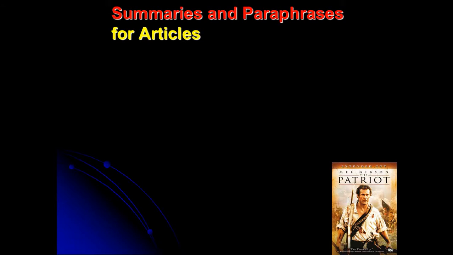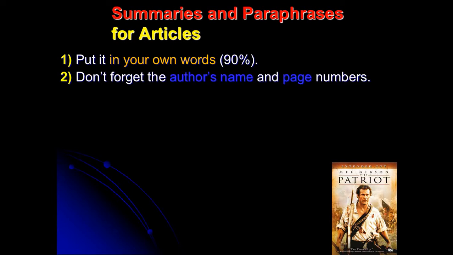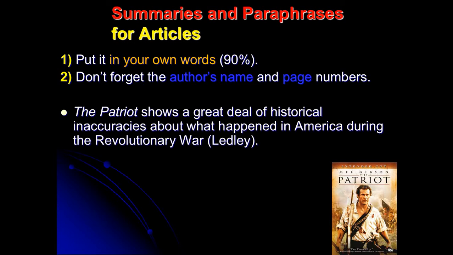So let's talk about summaries and paraphrases for your articles. You want to put everything in your own words when you're summarizing and paraphrasing. Don't forget to include the author's name, and if there's page numbers, I know most of you use internet sources and don't have them, but if you happen to use a book, you need to use those page numbers.